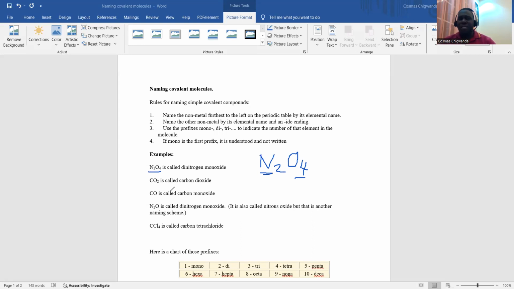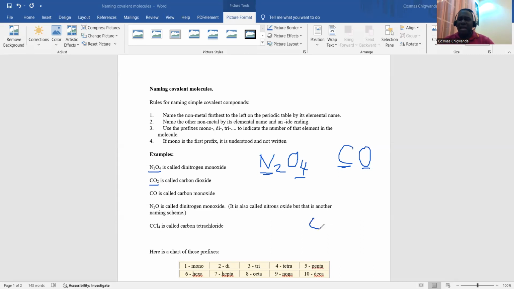Again, we look at this one. That's CO2. Carbon is furthest to the left than oxygen. So carbon is not going to change its name. It will still remain carbon. But oxygen will change its name. Because there are two of them, we are not going to say carbon oxygen. We are going to say carbon dioxide because there are 2 oxygen atoms. That's what we do. But if a person writes CO like that, this one is furthest to the left. Its name is not going to change. It remains carbon, but I have 1 oxygen. So it's going to be carbon monoxide.